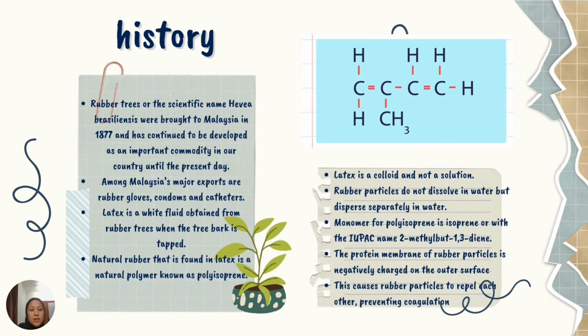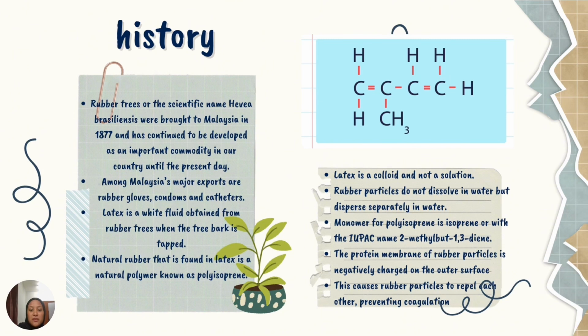Among Malaysia's major exports are rubber gloves and condoms. Latex is a white fluid obtained from the rubber tree when the tree bark is tapped. Natural rubber that is found in latex is a natural polymer known as polyisoprene. Latex is a colloid and not a solution. Rubber particles do not dissolve in water but disperse separately in water. The monomer for polyisoprene is isoprene, or with the IUPAC name 2-methylbuta-1,3-diene.